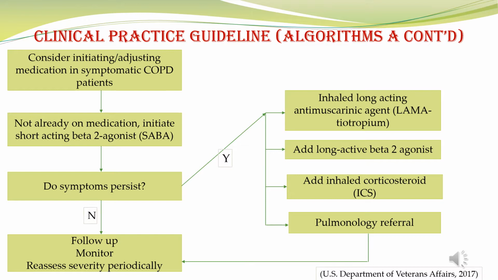If there is no improvement, add long-acting beta-2 agonists. If the symptoms still persist, consider adding inhaled corticosteroid as the third medication. Refer the patient to a pulmonologist when the symptoms are not relieved by the three medications. If the patients improve, continue to follow up, monitor, and reassess severity periodically.